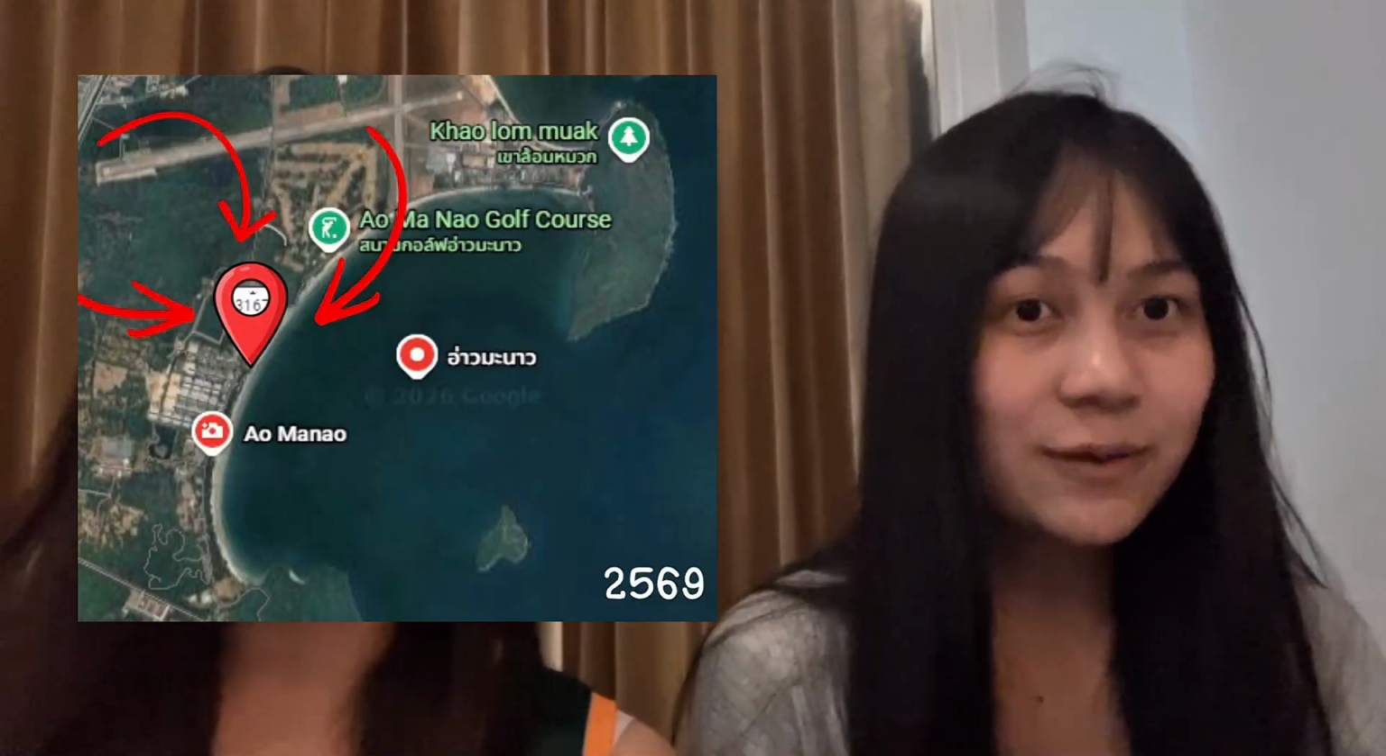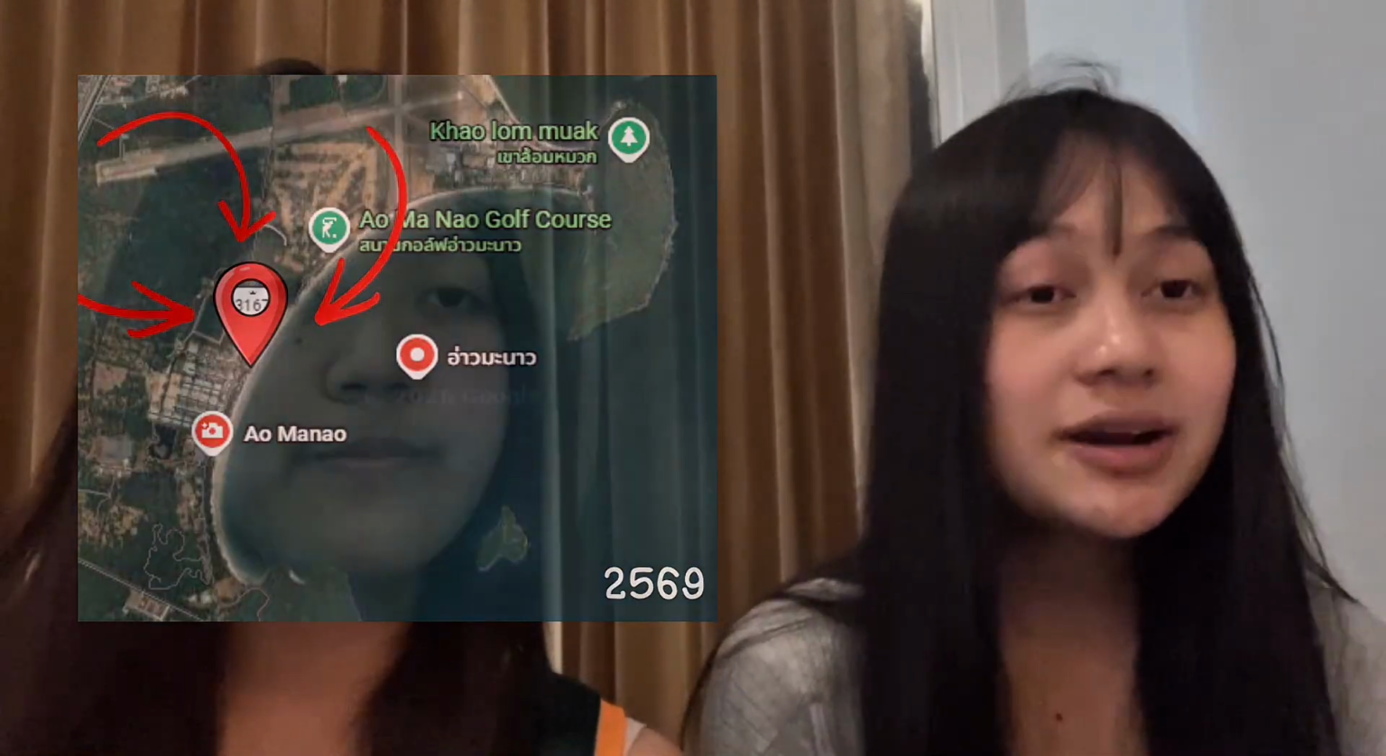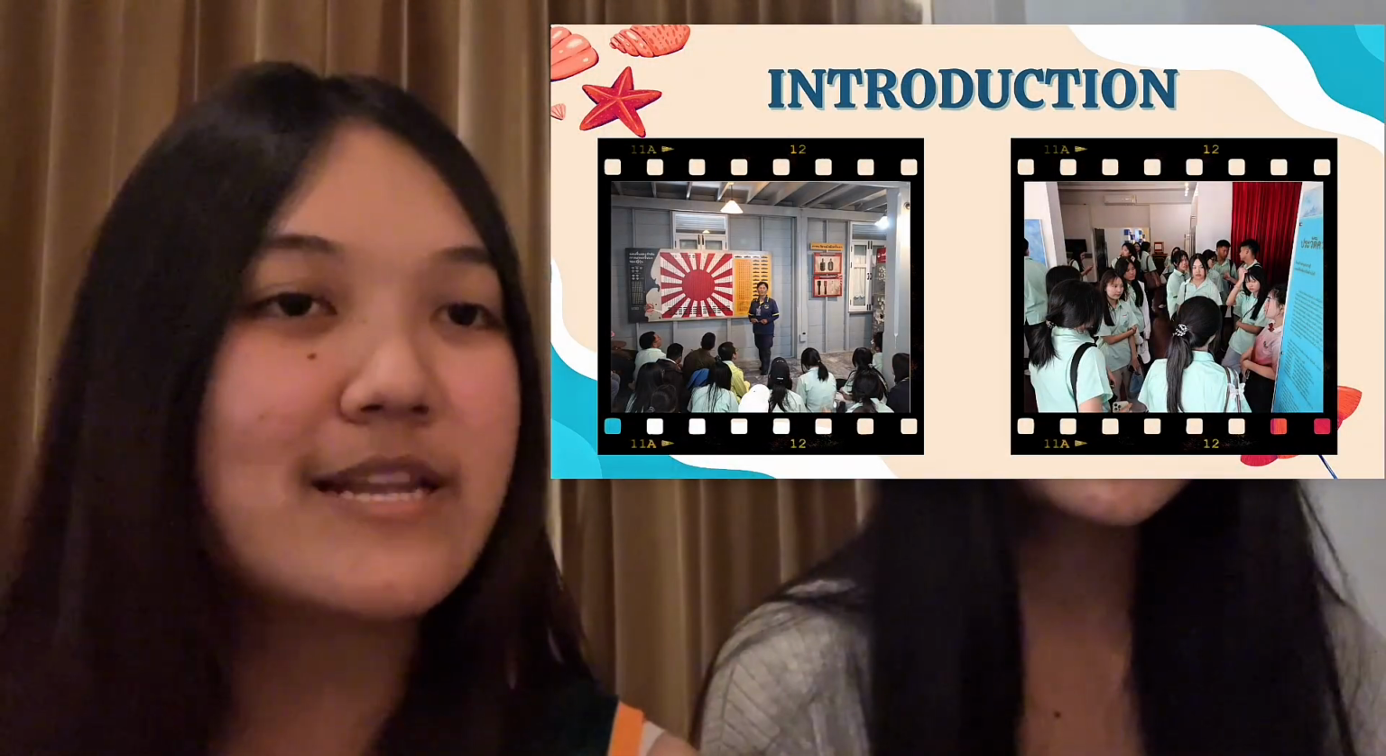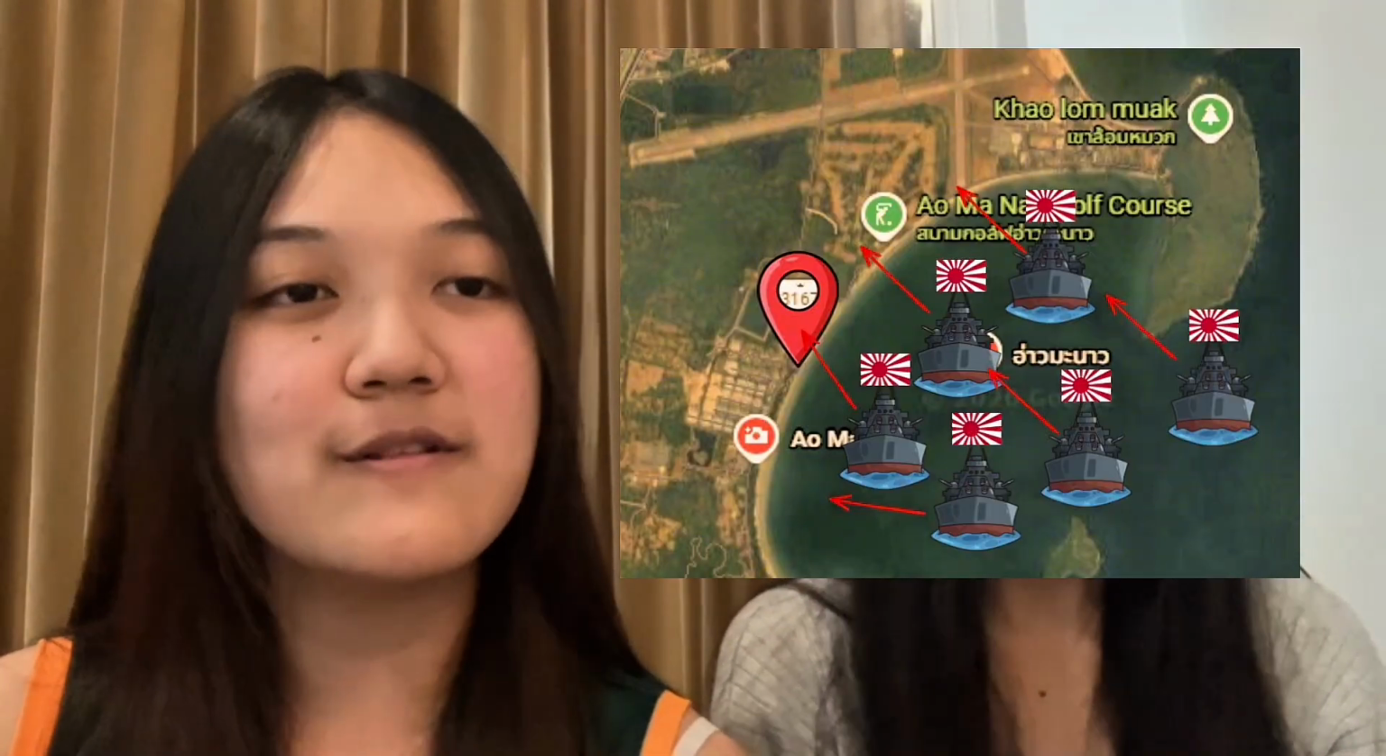Yes, of course. During our IMP camp in G.3 we visited Manao and had the opportunity to learn about the history of this place. From the lecture we attended, we learned that Manao was once the site of a battle between Thailand and Japan during the past. This historical event caused many impacts on the area, not only on people but also possibly on the natural environment.